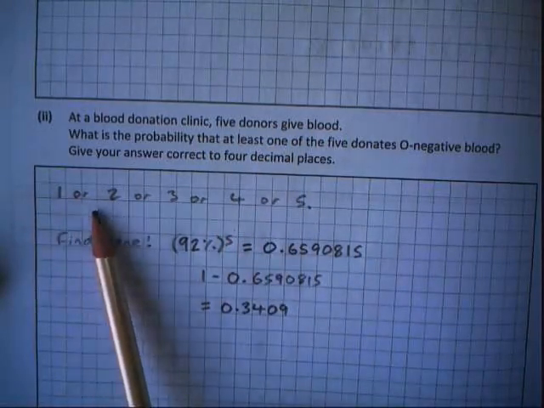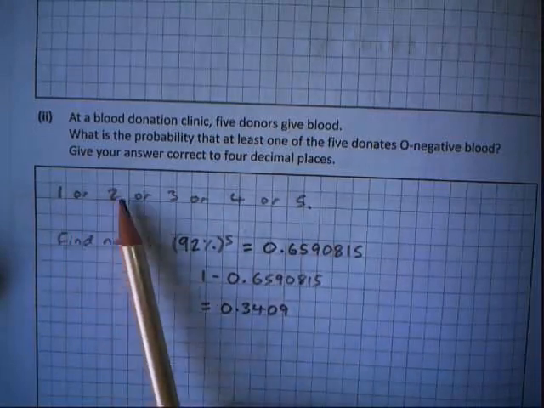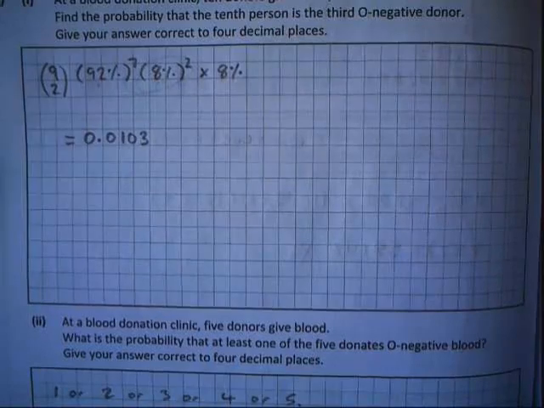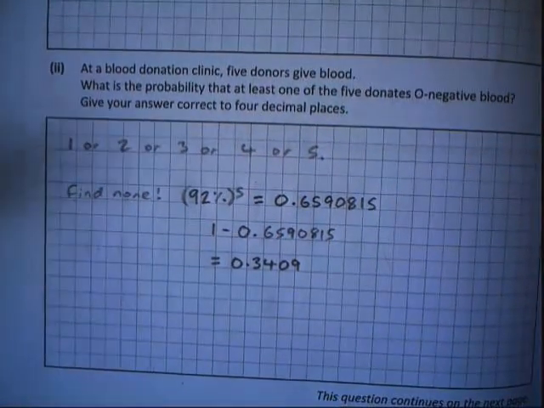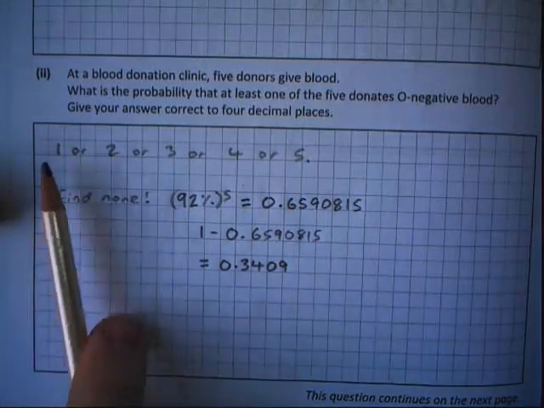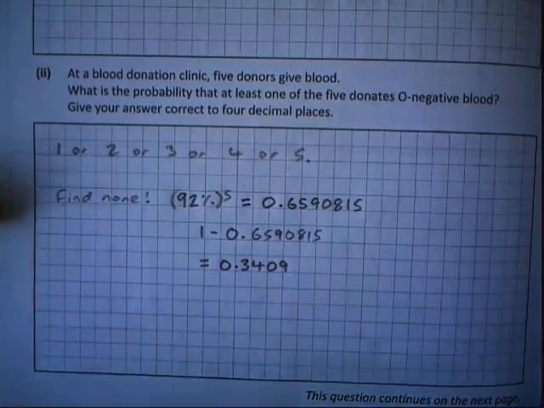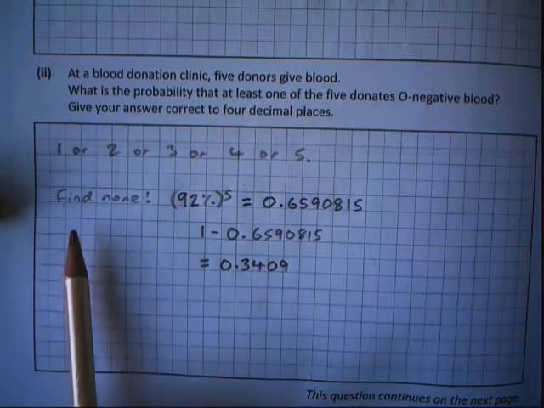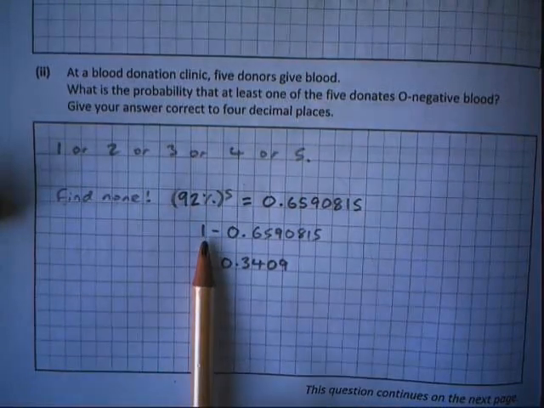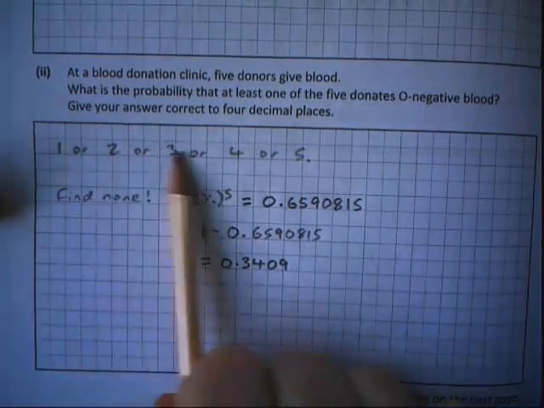Now, I don't want to have to do all these calculations because every single one of these calculations is going to look something like this. And I don't want to have to do that 5 times and then add the answers together. So what I'm going to do is the opposite of that. So instead of finding 1, 2, 3, 4, 5, just find the opposite. Just find, well, what happens if nobody gives that special blood? What's that probability? And then we can take the answer of that from 1, because that's all this then.